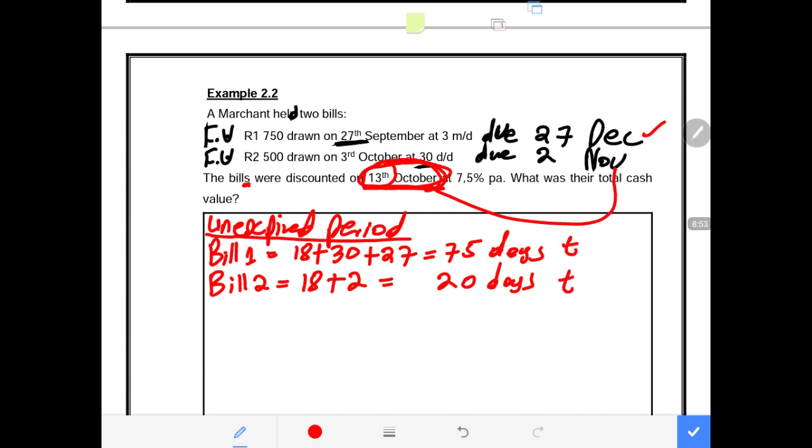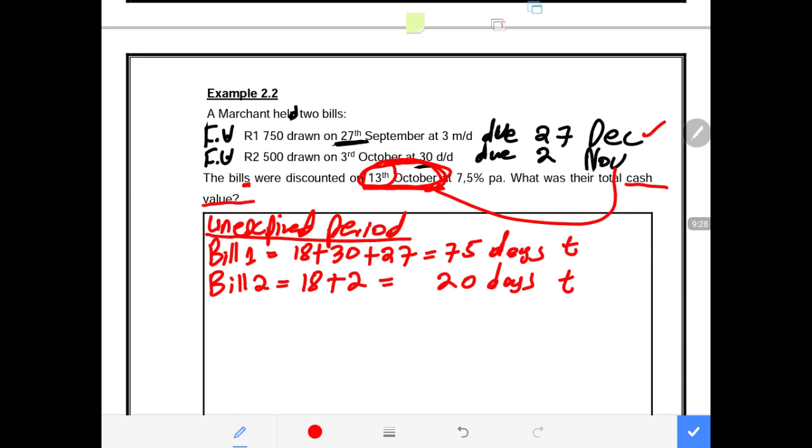So we do have our T for each bill. Why do we need T? It is because T will help us when we're calculating our banker's discount, where banker's discount equals face value of the bill times the rate times T. We already have the rate as 7.5%. So what we're looking for is the unexpired period for each of the bills, so that we can calculate the banker's discount. Why do we need the banker's discount? It is because we are asked to calculate the cash value of the bill.